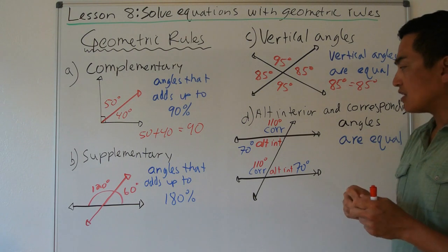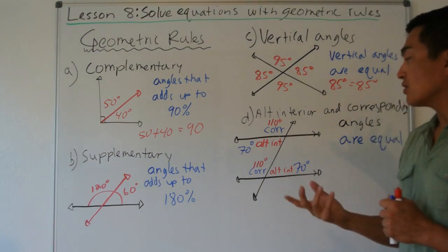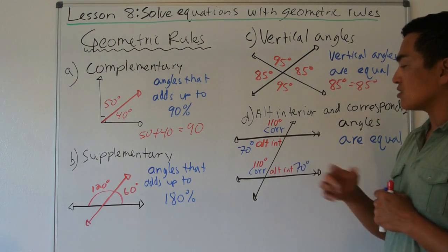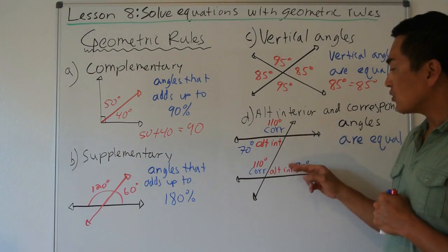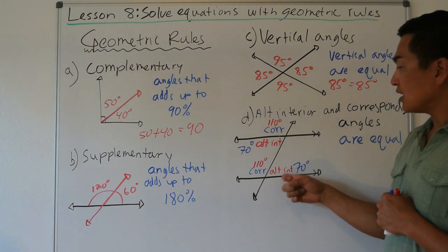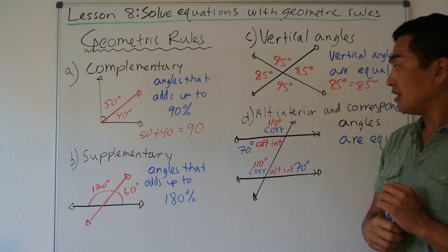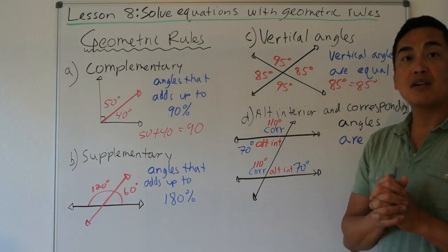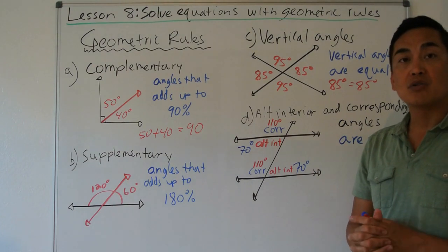We did this before. There's a bunch of alternate interior, like that one's 110, that should also be 110, that's alternate interior. These 2 are corresponding, so this one has to be 70. These 2 are corresponding, and so on. So these are the geometric rules. Just a quick reminder. Let's go ahead and move on to our lesson.